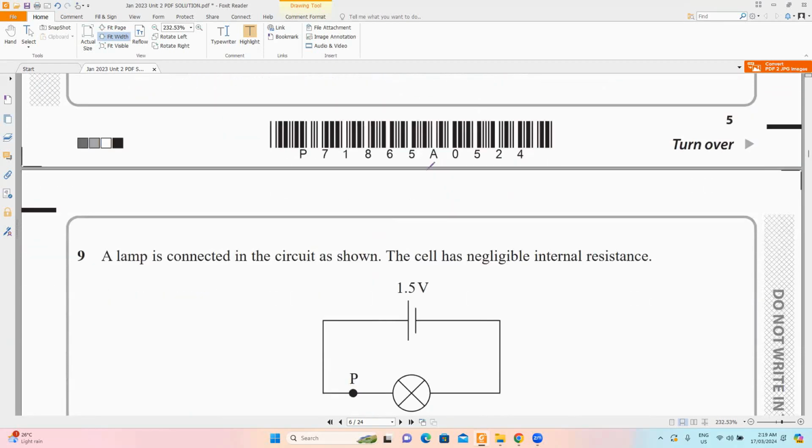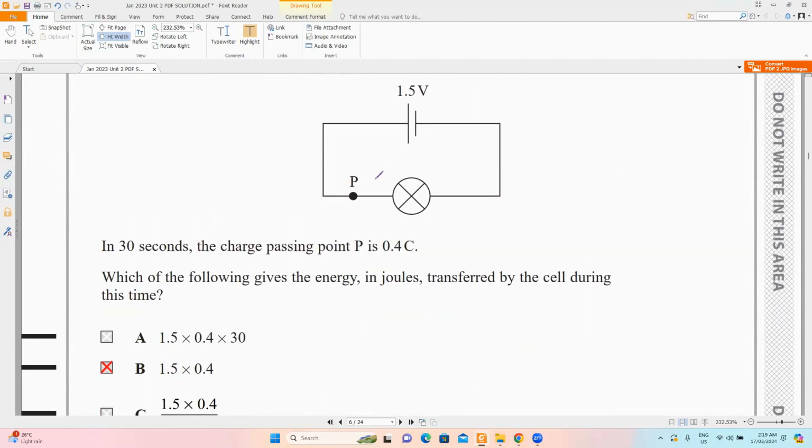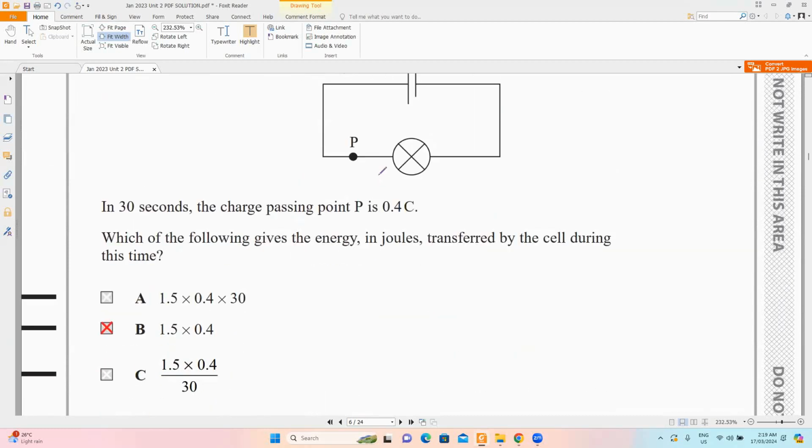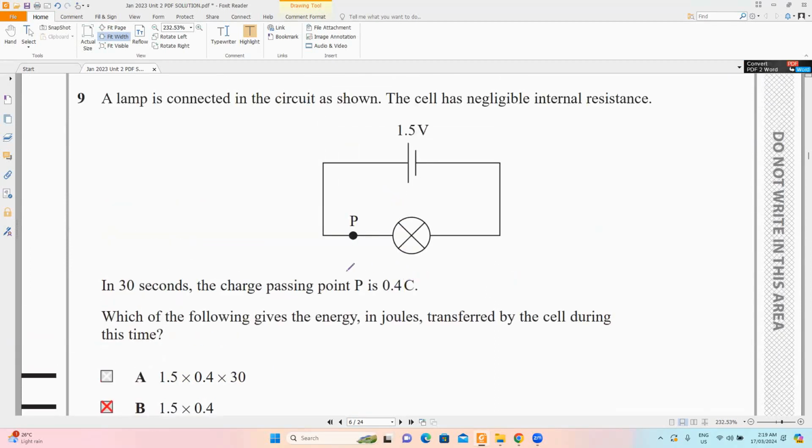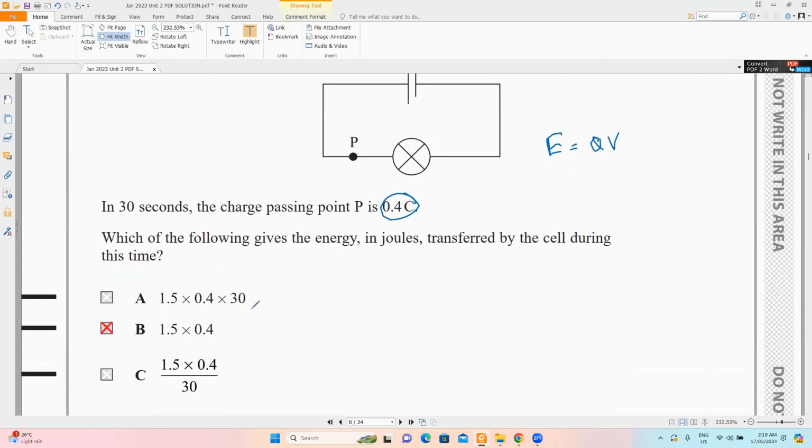Next question. A lamp is connected in the circuit as shown. The cell has negligible internal resistance. In 30 seconds, the charge passing point P is 0.4 Coulomb. Which of the following gives the energy in joules transferred by the cell during this time? So, what do I have here? I have the charge, I have the voltage. So, electrical energy is given by QV. So, charge times voltage gives you the electrical energy. So, 1.5 times 0.4, my answer is B.